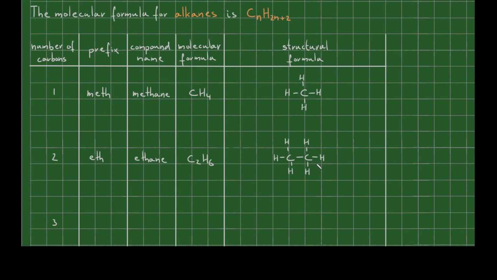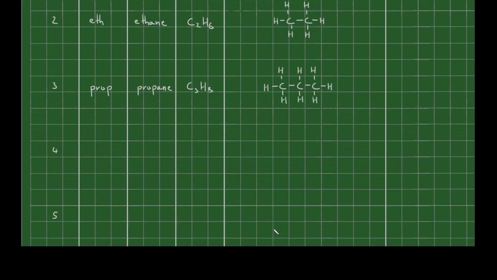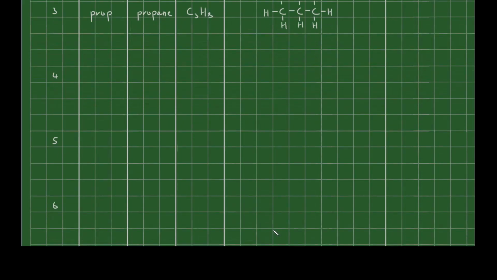If the longest continuous chain has 3 carbons, then the prefix is prop, and the name of the compound becomes propane. The molecular formula is C3H8. Why 8? Well, 2 multiplied by 3 is 6, plus 2 is 8. The structural formula will have 3 carbons in a row, and then because each carbon needs to have 4 bonds, I'm going to draw them in, and as before, I will also draw in the remaining hydrogens. Let me scroll down a little bit further so that I can talk about other hydrocarbons as well.